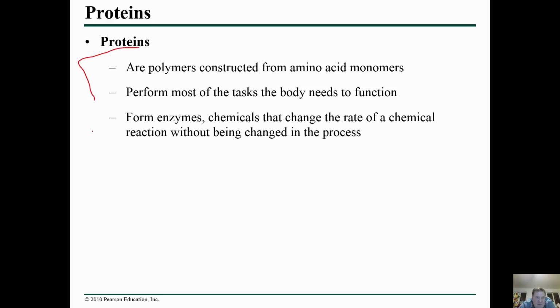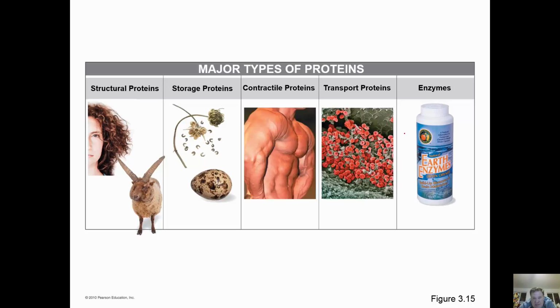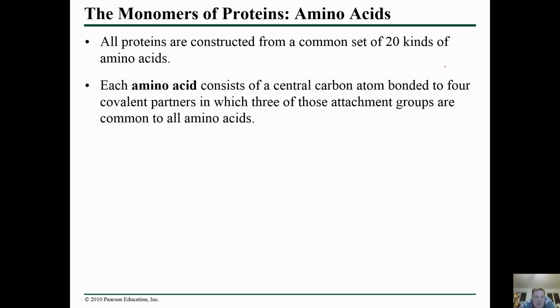Proteins, again, are very important because these are polymers constructed from amino acid monomers. They perform most of the tasks that the body needs to function. They form enzymes, which change the rate of chemical reactions without changing the process, and that's called a catalyst. We have structural proteins, which include the hair and horns and nails. Storage proteins that we tend to see a lot in plants and eggs. We have contractile proteins, our muscles. We have transport proteins in our blood. We have enzymes that do various things for us, and we'll talk a little bit more about that.